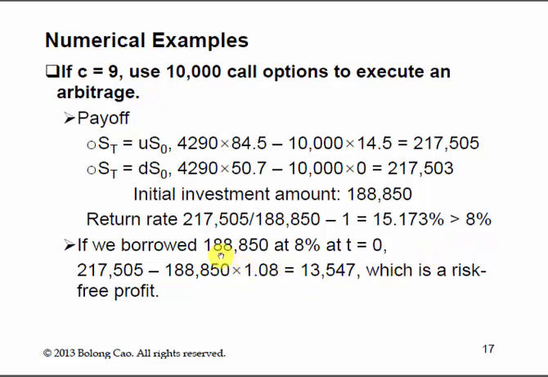So if we borrowed this $188,850, okay, if we have borrowed this amount, set up the synthetic long call at 8%, then basically we can take the interest cost out and look at $13,547 in net profit. This is the arbitrage profit. It's a risk-free profit.